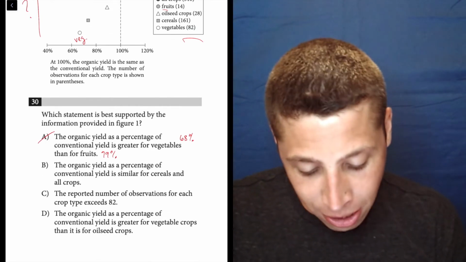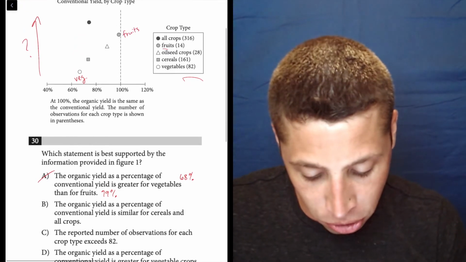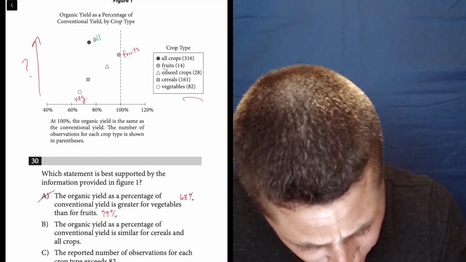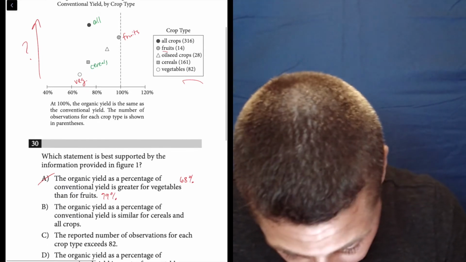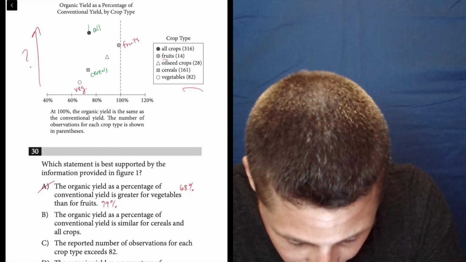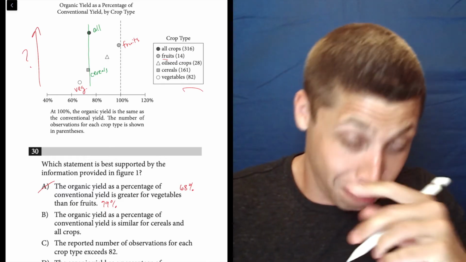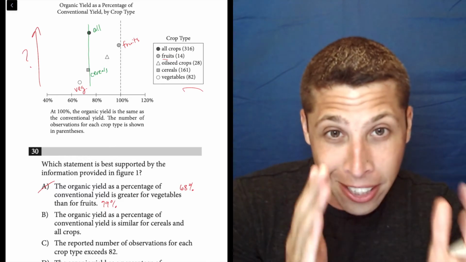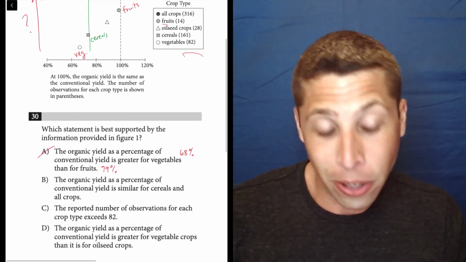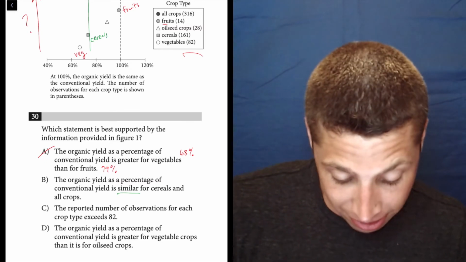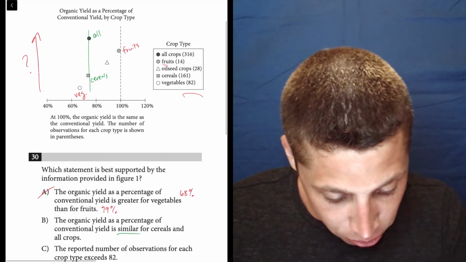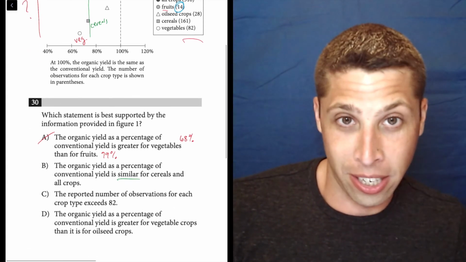So let's look at B. Organic yield as a percentage of conventional yield is similar for cereals and all crops. So, okay, all crops here, cereals is here. Well, look, if we look from left to right, these are pretty much in the same line. There may be one's a little off, so maybe we don't pick that right away, but they're pretty similar. That word doesn't seem that off to me. Let's keep looking. C, the reported number of observations for each crop type exceeds 82. Well, it does not, because 14 does not exceed 82.